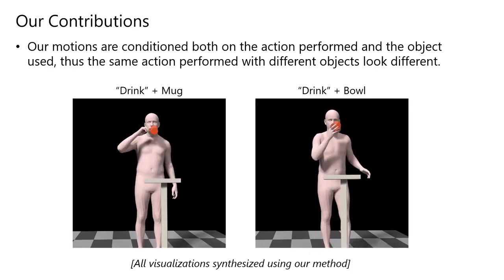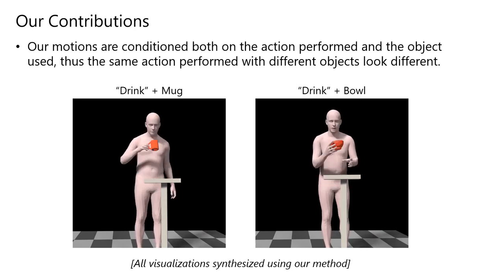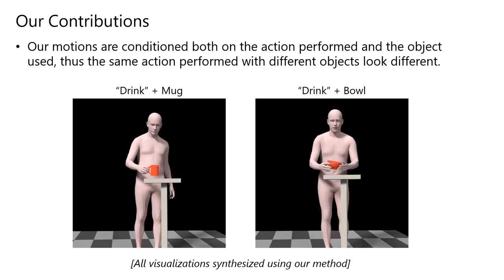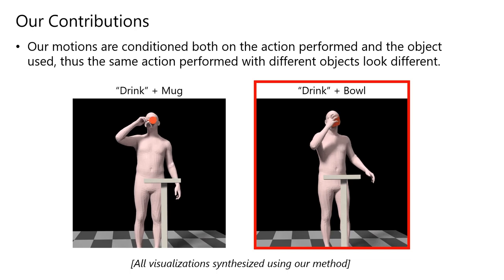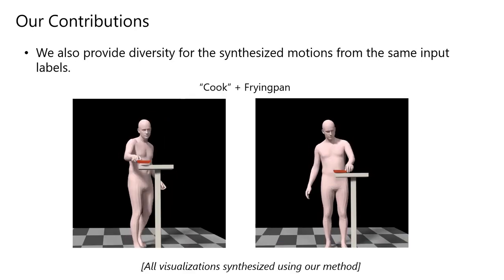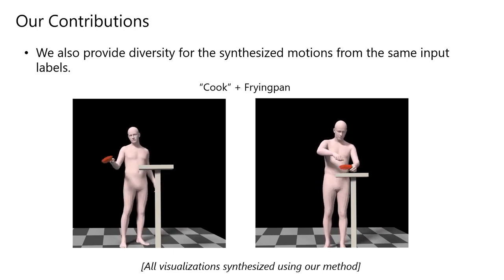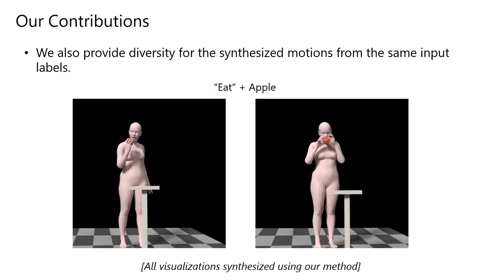Our motions are conditioned both on the performed action and the used object. Thus, the same action performed with different objects looks different, as we can see in this example. We show drinking actions from a mug as well as a bowl. The bowl is picked up with both hands because of its shape. The differences are learned implicitly by our networks. Also, our synthesized motions show diversity while performing the same task. We show two variations of cooking action with a frying pan, as well as two variations of eating actions with an apple. Note that the person uses one hand as well as both hands for this motion.